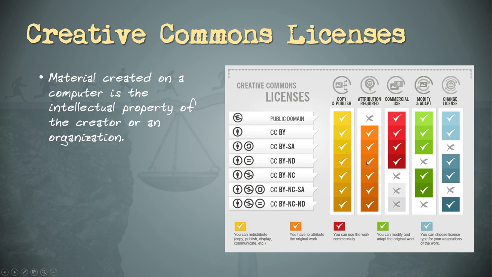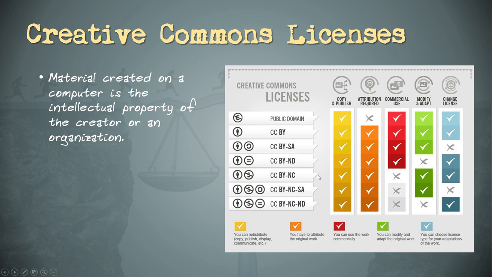They can copy and publish. They have to say that it was from you, the artist. They can use it in their commercial use, like maybe put it on a t-shirt and sell it, but they can't go and change it. For example, if you did a picture of a cute cat, but then they decided to make that cute cat a smoking cat and that cat had a cigarette, that would be against the license, right?